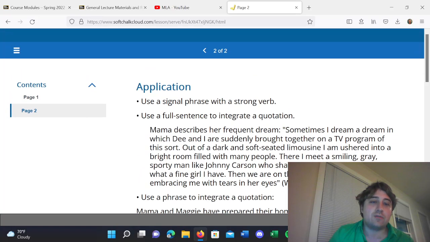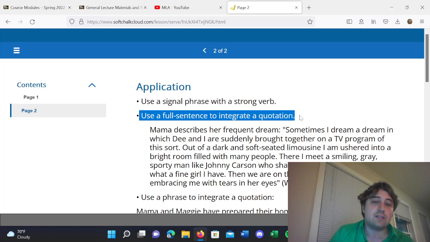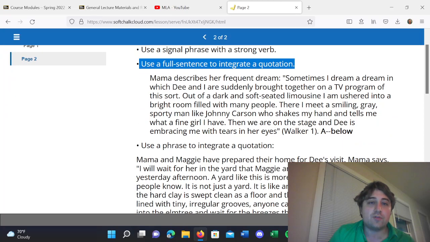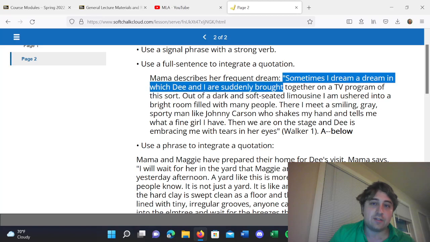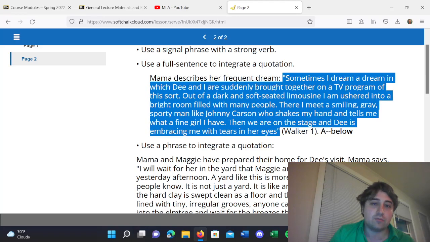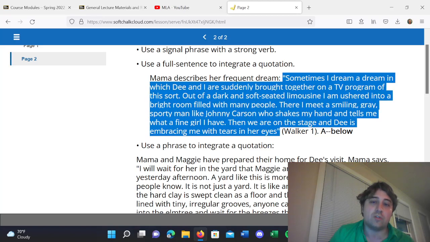We also want to use a signal phrase with a strong verb. We also want to use a full sentence to integrate the quotation, like we just said. So we're going to look at some examples of those. Here's a full sentence to integrate the quotation: Mama describes her frequent dream, colon. And then here's the quotation that follows. This is a full sentence, but the fact that it follows with a colon introduces the dream. A quote describing the dream.